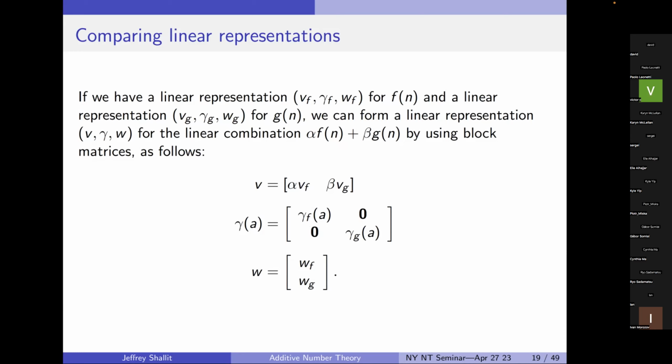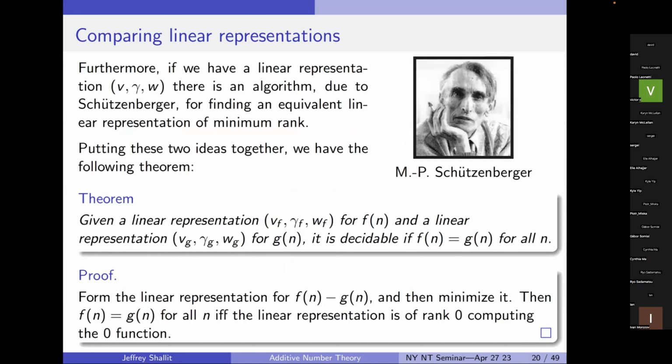Right? So this is just some trivial manipulation on matrices that can be done in Maple and Mathematica very easily. Furthermore, this is a little less trivial. If we have a linear representation, we can minimize it. There's an algorithm due to Schützenberger for finding an equivalent linear representation of minimum rank. So we can find the smallest possible such representation.